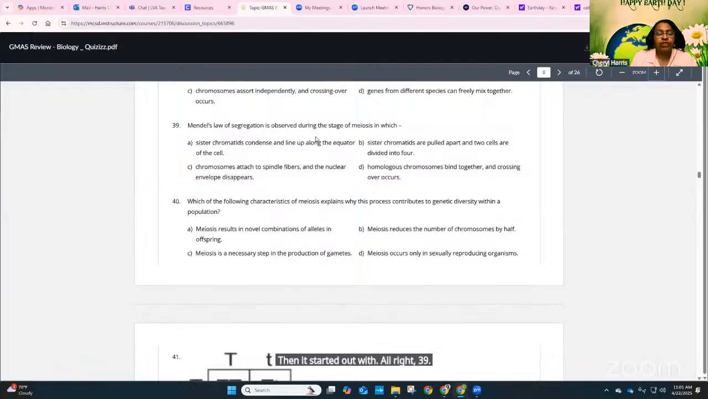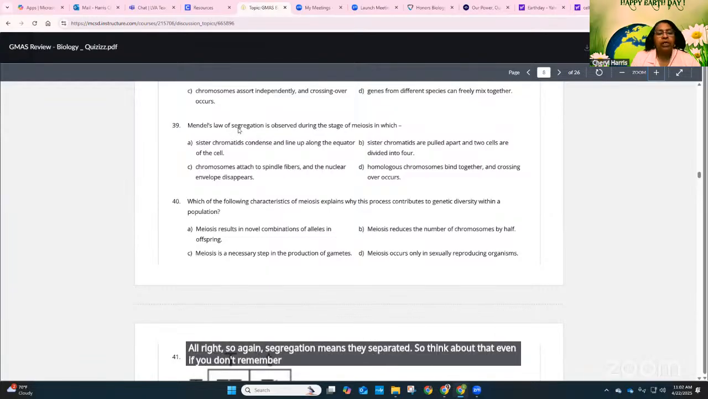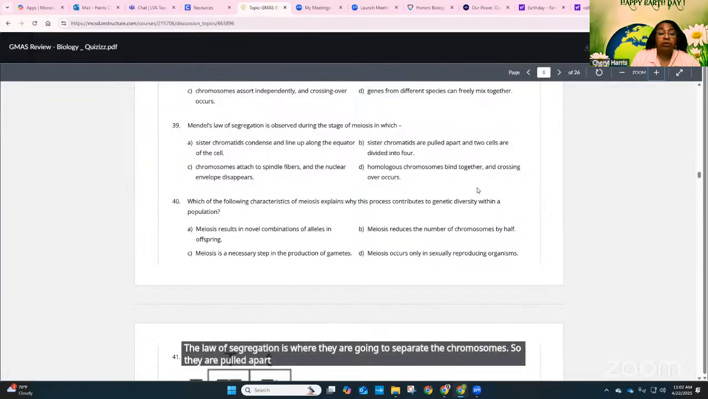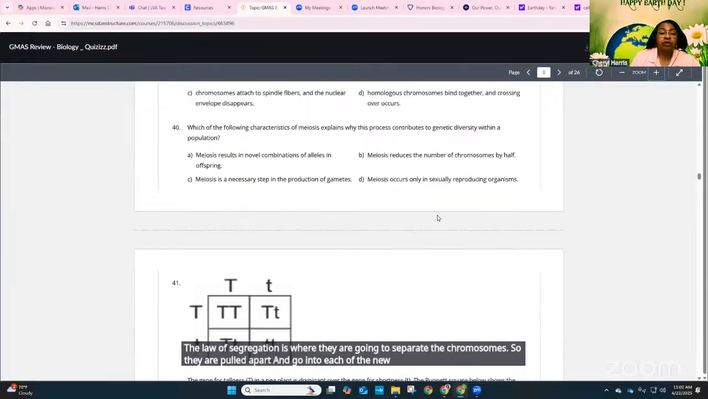The law of segregation is observed during the stage of meiosis in which sister chromatids are pulled apart and two cells are divided into four. All right, so again, segregation means they separated. Even if you don't remember what all the laws are, the law of segregation is where they are going to separate the chromosomes. So they are pulled apart and go into each of the new cells that are created.